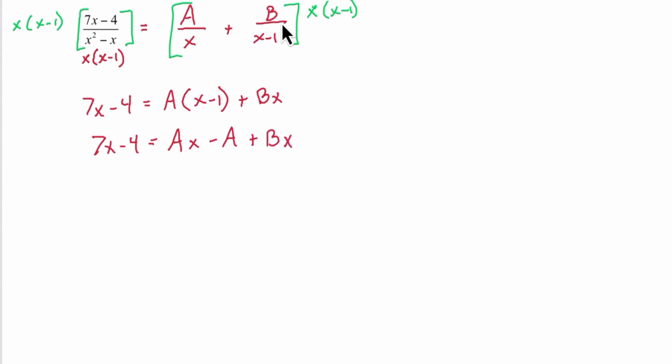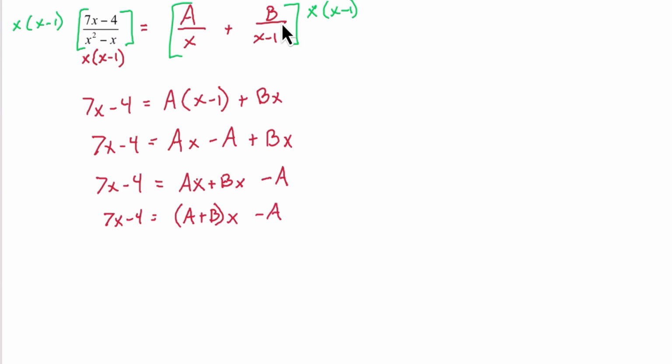Next, we group the x terms together. So the left side will keep the same. On the right side, we can group Ax and Bx. Nothing crazy here, just moving those beside each other. So now we can see the next step a little bit easier, which is to factor out the x, and we'll factor it out on the right side.